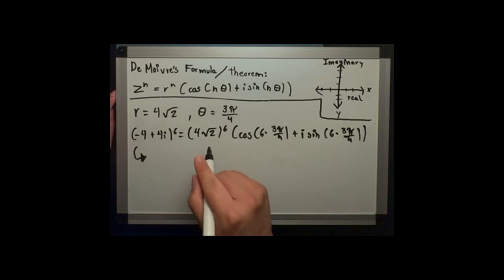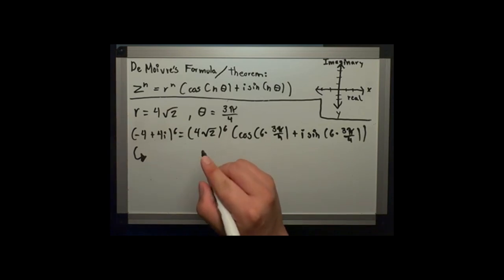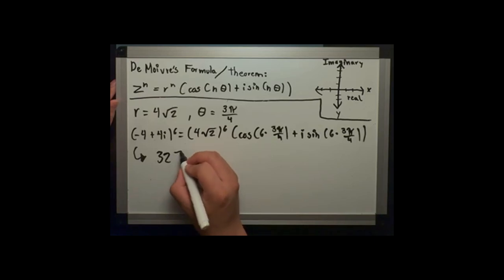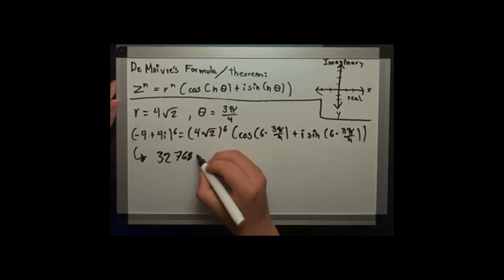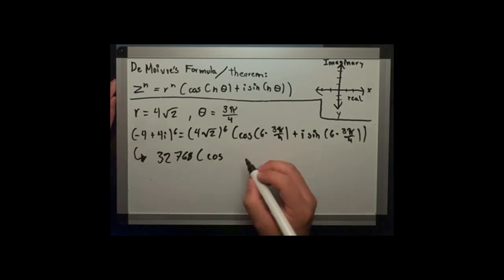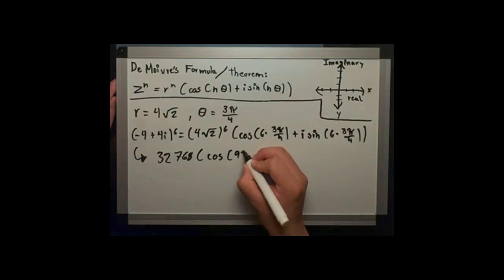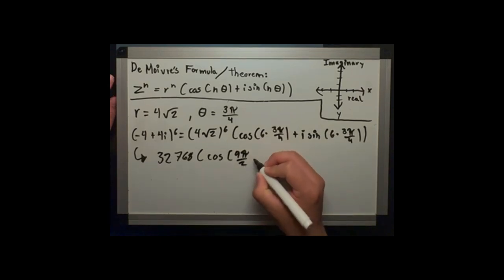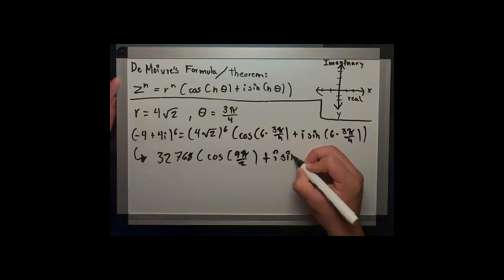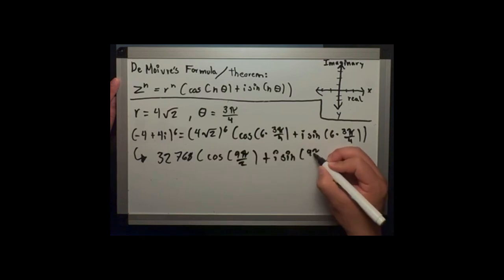You can plug this number into a calculator. That's going to be easier. And the result is going to be 32,768. And cosine, that's going to be 6 times 3 is 18 over 4. It's going to be 9 over 2. 9 pi over 2 plus i sine of the same thing, 9 pi over 2.